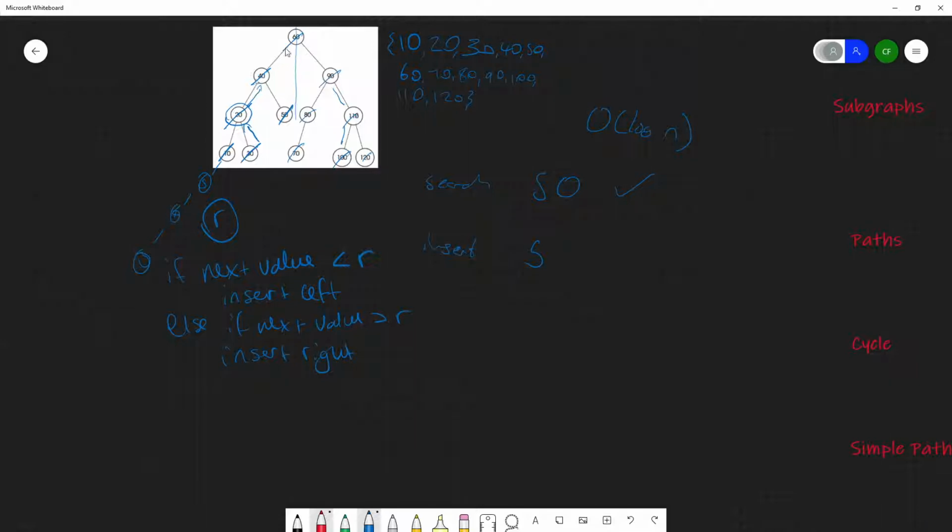The height of this is 1, 2, 3, 4, 5, 6, and the height of this is 3. That's not very good. Really you want to be a difference of 1 at most.